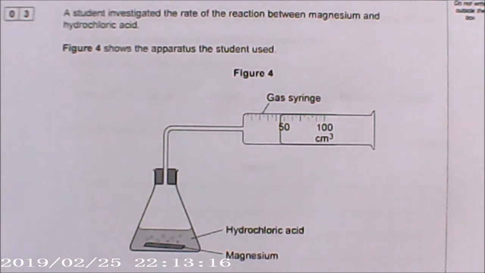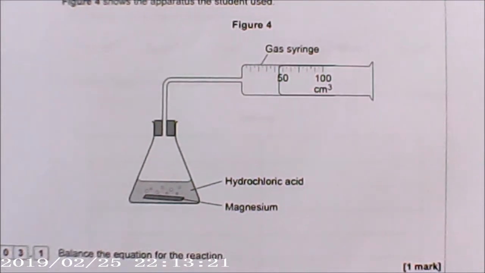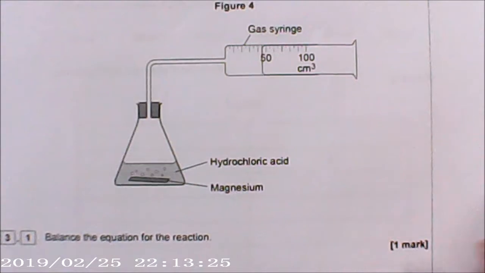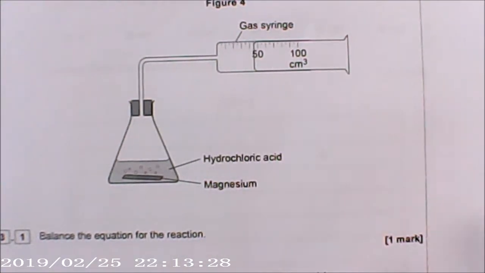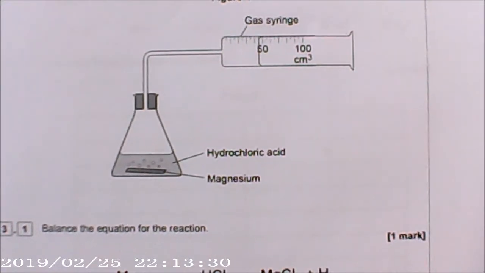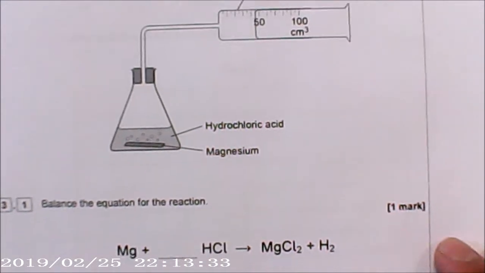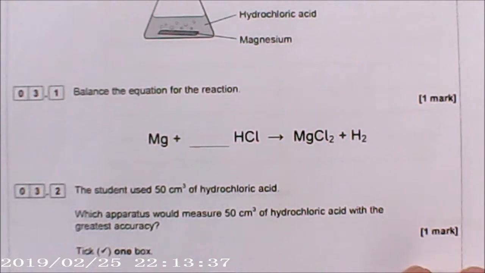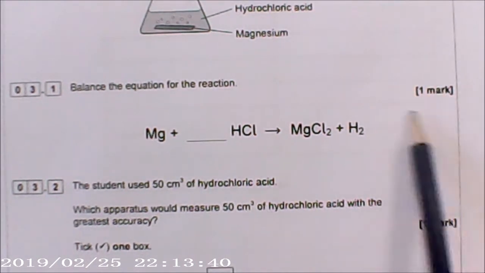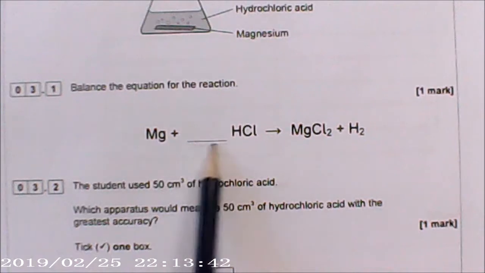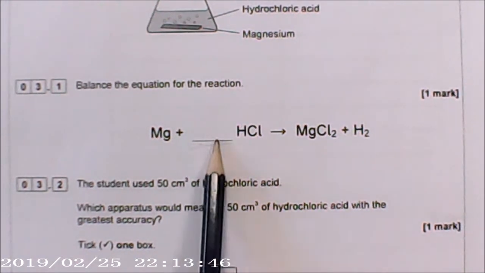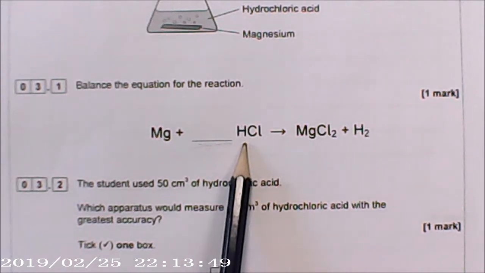A student investigated the rate of reaction between magnesium and hydrochloric acid, and here we've got the apparatus that the student used. So we should be familiar with this from the lessons. Here we've got our gas syringe giving us a much more accurate reading. We've got our acid and our magnesium in the conical flask. First bit is balancing a symbol equation. Now this is worth 1 mark. And it's got an underlined bit here. That is where we need to put our number. So we know that this is going to be the only thing that we have to balance.